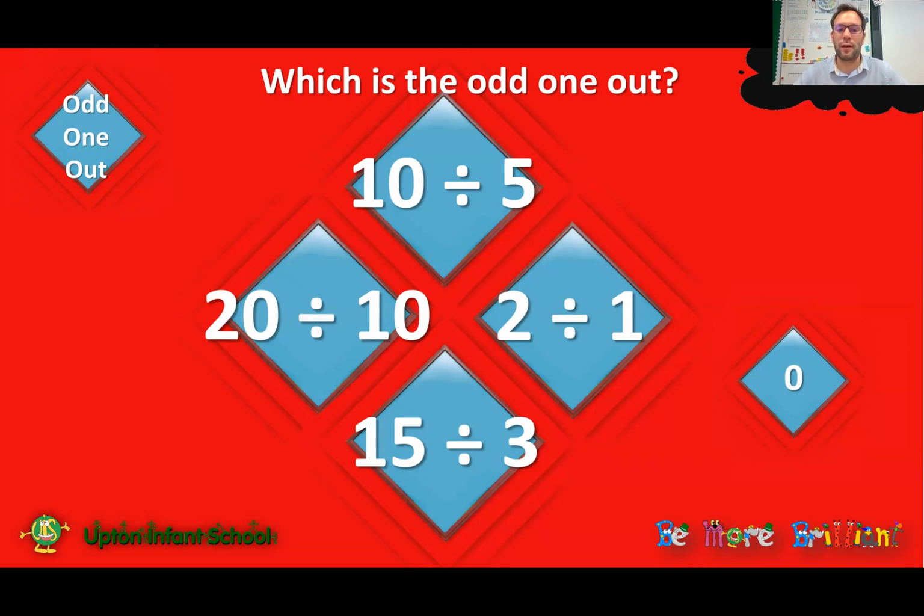What about 15 divided by 3? Now, you should be thinking, oh, I know my 5 times table. In fact, I know that 3 5s is 15. So the answer to the bottom one is the odd one out, because that is 5 and the others were 10.